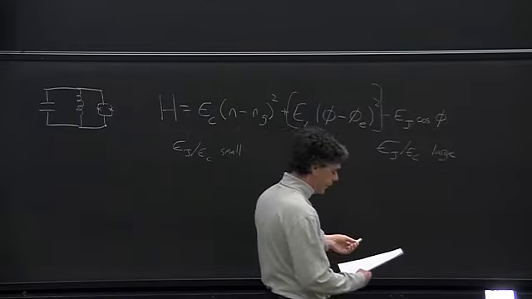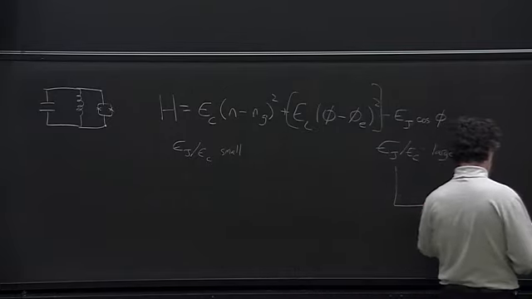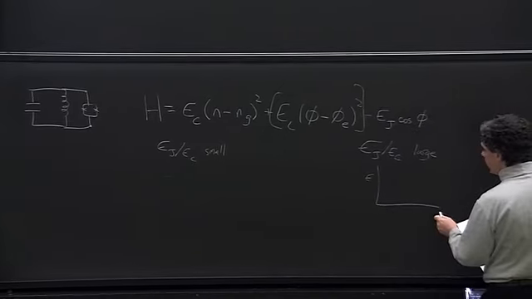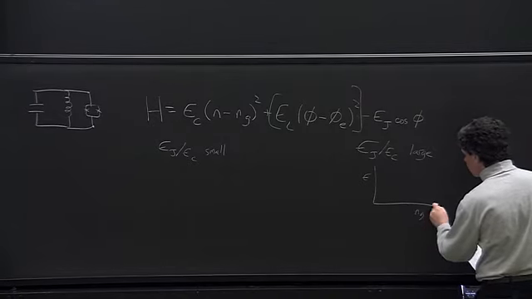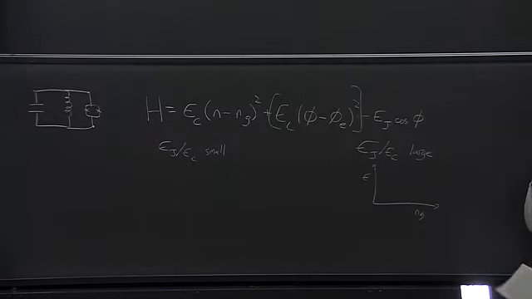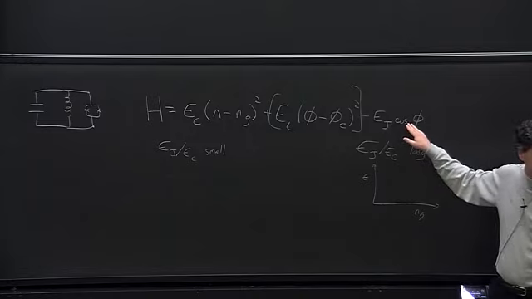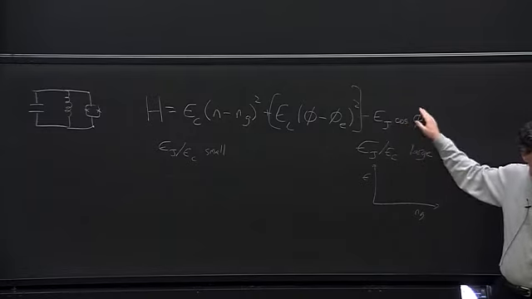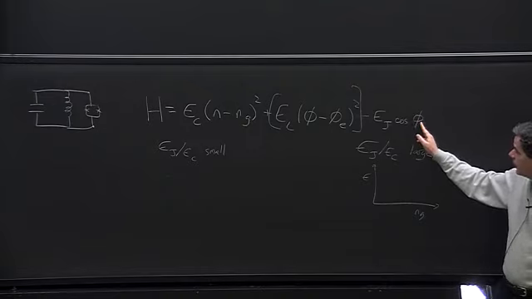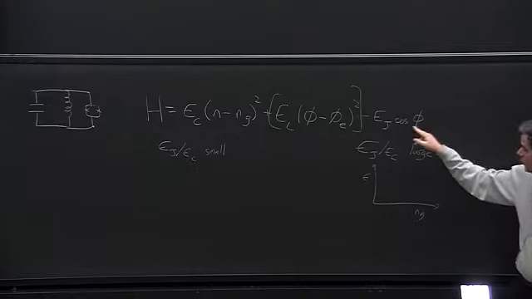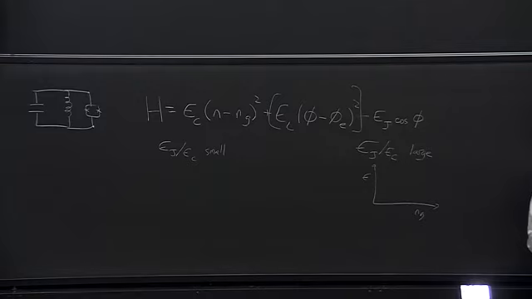What I'm going to plot is energy levels versus n sub g. And so in this limit, where EJ is very, very big, this term is going to dominate. And what that means is that phi, the phase, is going to want to sit at some particular value that minimizes this term, which I guess is like phi equals 0. Does that make sense?